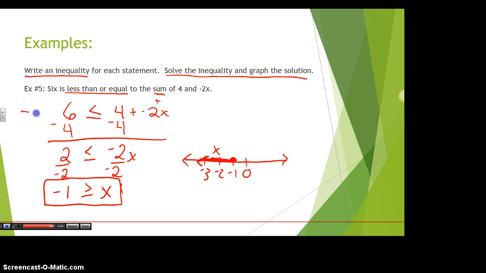So I have written out my inequality. I have solved for it by showing my work. I expect you to show your work. And now I have graphed it. So these are our notes for 3.4, and then we will do bookwork problems in class tomorrow.